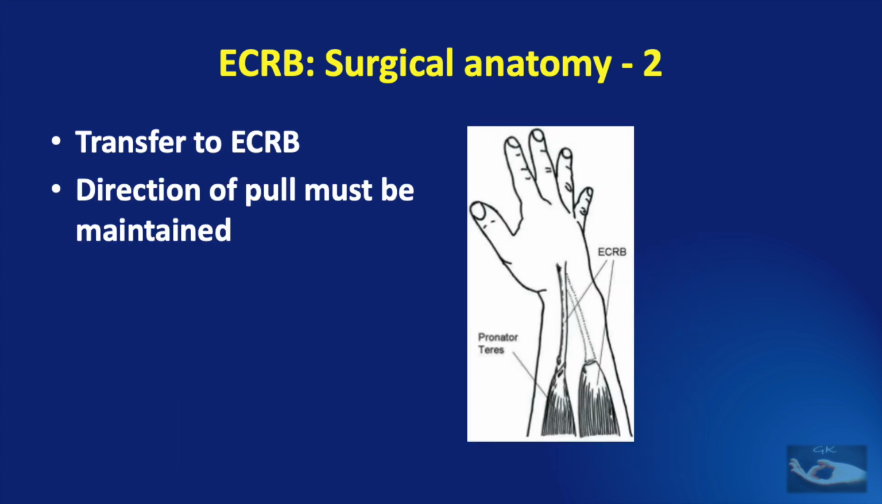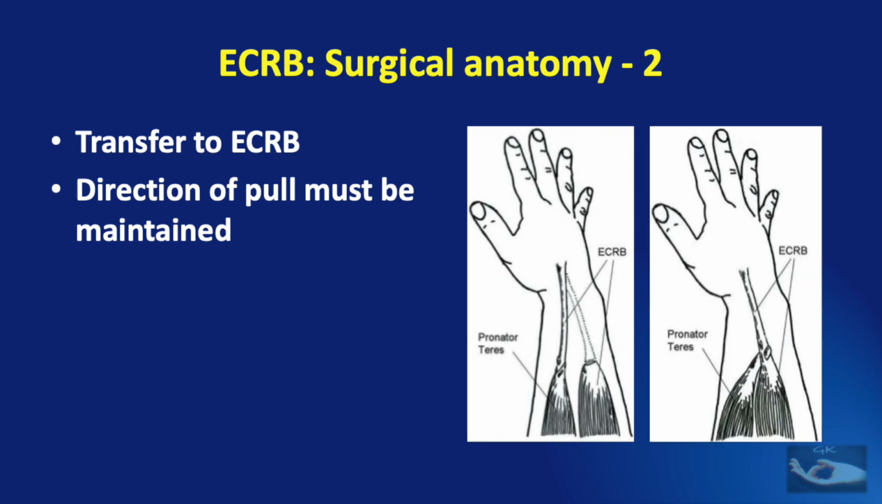the wrist. In case of paralysis of the wrist extensors, a muscle needs to be transferred to the ECRB. Here, we need to maintain the direction of pull. As shown in the example, the pronator teres, if it is used for transfer, should be attached to the intact ECRB tendon and not a divided tendon.